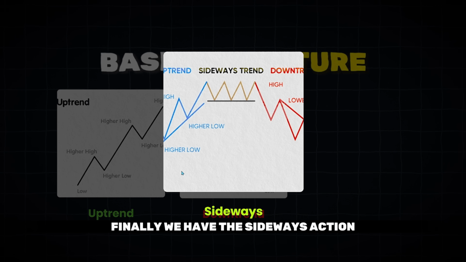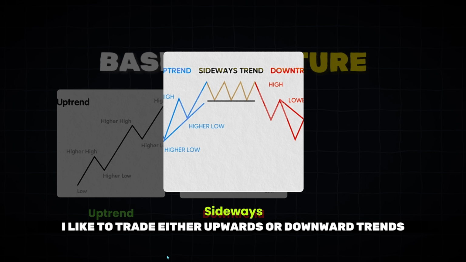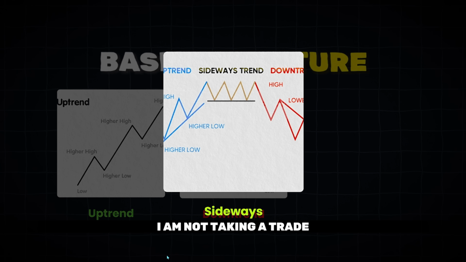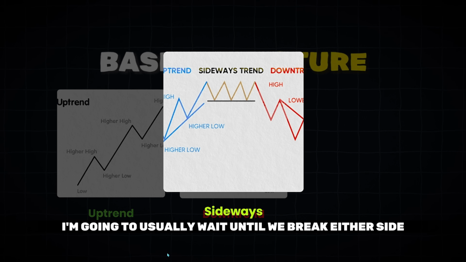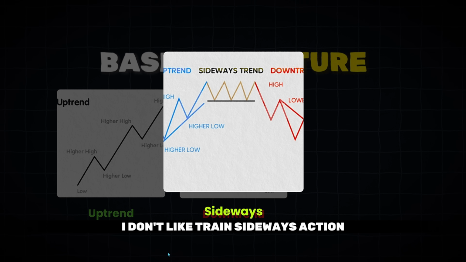Finally, we have the sideways action. Now for me, you guys know, I like to trade either upward or downward trends. Other than that, I am not taking a trade. So if we're in a range or in a sideways market, I'm usually going to wait until we break either side, either to the upside or to the downside. I don't like trading sideways action.